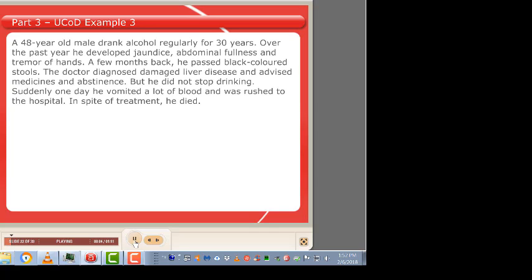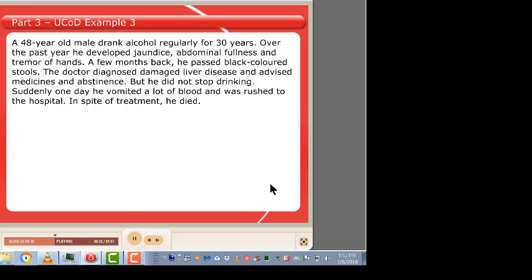Example 3. A 48-year-old male drank alcohol regularly for 30 years. Over the past year, he developed jaundice, abdominal fullness, and tremor of hands. A few months back, he passed black-colored stools. The doctor diagnosed damaged liver and advised medicines and abstinence. But he didn't stop drinking.